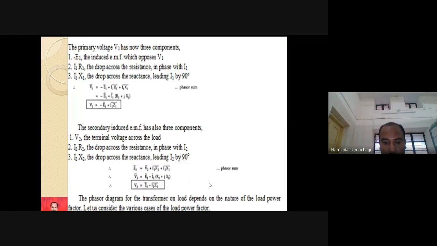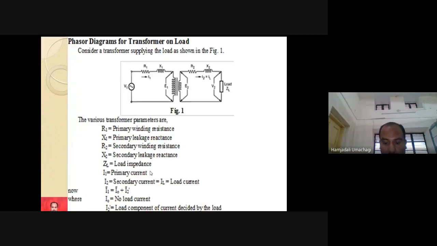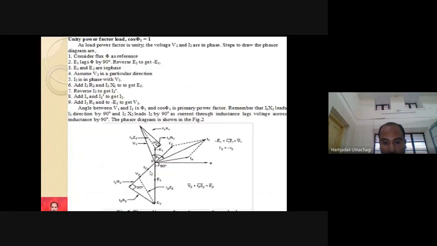If you are getting confused, no problem. The bottom side phasor diagram is for the KVL equation on the secondary side: E2 is equal to V2 plus I2Z2. For this equation, the phasor diagram is this one, this bottom side. This whole entire bottom side phasor diagram is for the secondary side KVL equation.